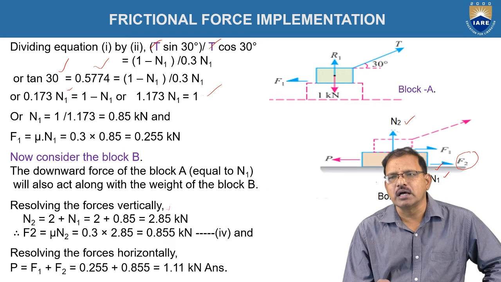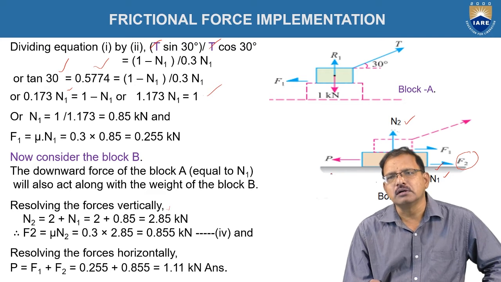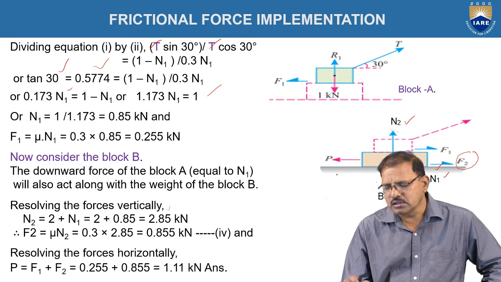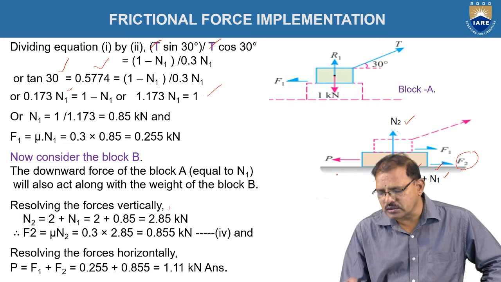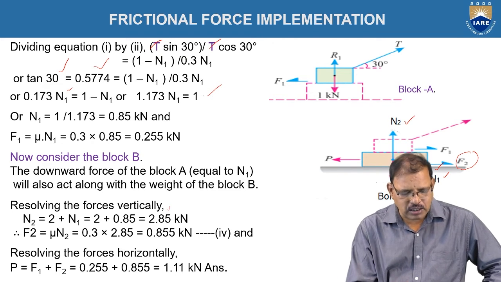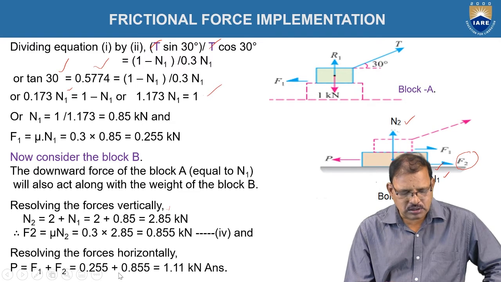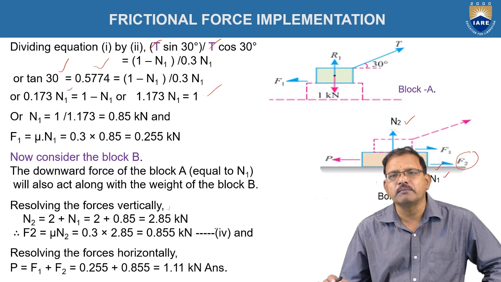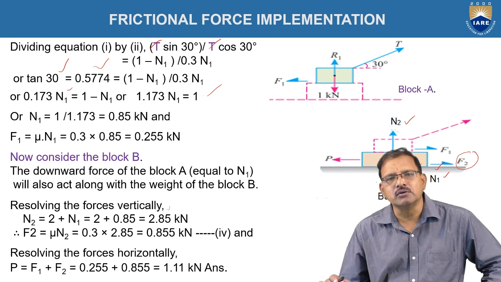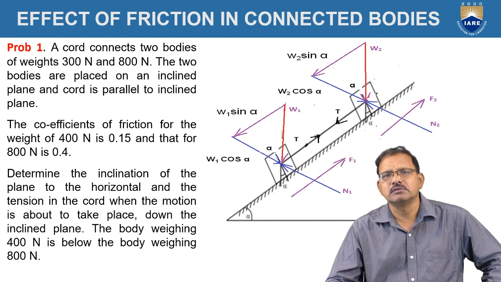Now resolve the forces horizontally. P, the left-hand force, is equal to the sum of the forces toward the right side, which is equal to F1 plus F2. On doing the calculations, F1 is already 0.255 plus F2 is 0.855. The total sum now becomes 1.11 kilonewtons, the answer. Okay, effect of friction in connected bodies.